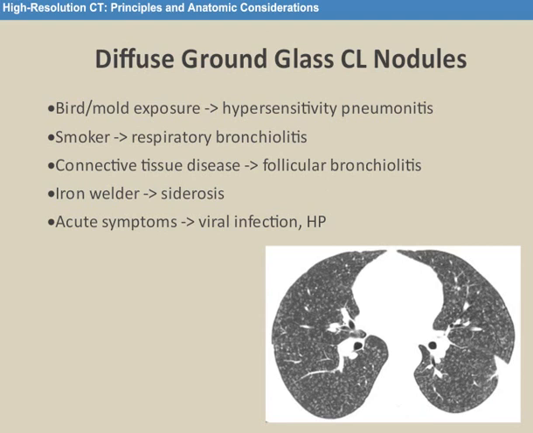But if they're a smoker, it's going to be a very, very different pattern of injury. Then it's going to be respiratory bronchiolitis. And in fact, hypersensitivity is rare in smokers. It happens, but smoking is somewhat protective against HP. Connective tissue disease, you maybe want to think about follicular bronchiolitis, which can present in patients with scleroderma or Sjogren's or other things like that. Certain pneumoconiosis, mainly siderosis, and then if they have acute symptoms, maybe you consider a viral infection or acute HP. So very basic pieces of clinical information really help to drive what you think about as a radiologist about what the diagnosis is.